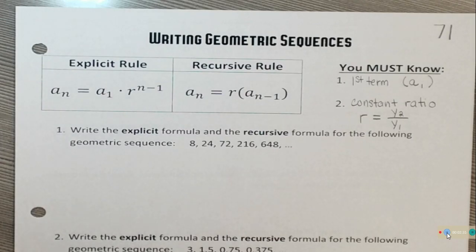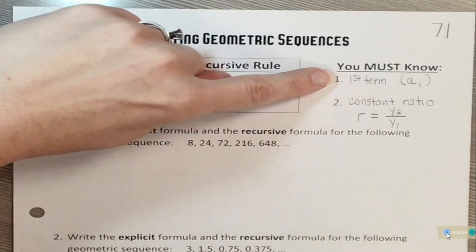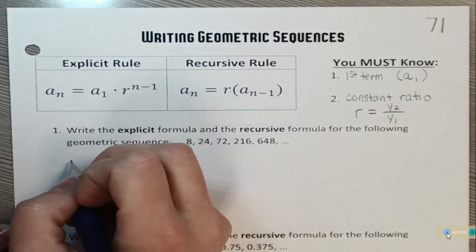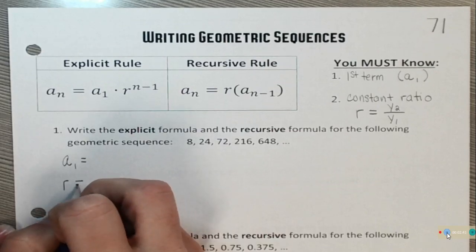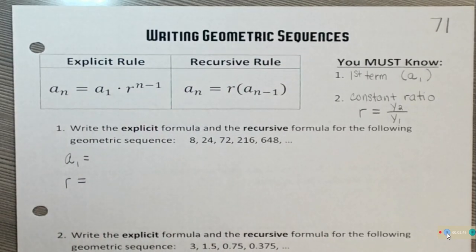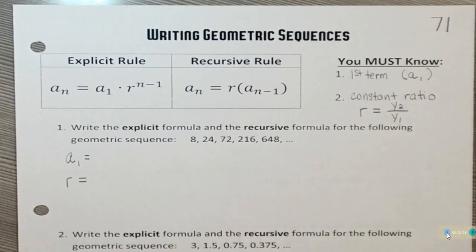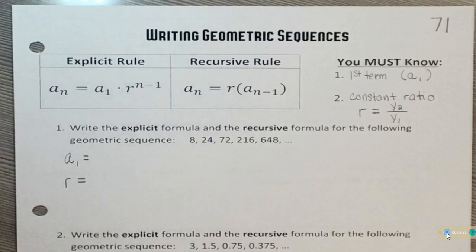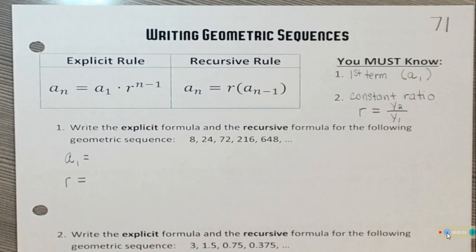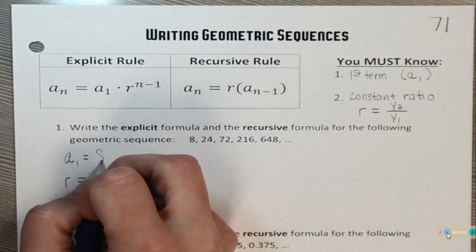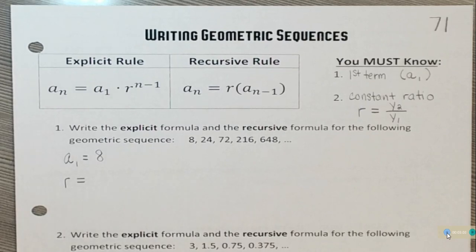I told you no matter what you're doing, you need two things. What two things do you need to know? First term, constant ratio. So I'm going to make myself a note. I got to know a sub 1 and I got to know r, the first term and the constant ratio. Now, I'm not being a smarty pants. You're not being a smarty pants. But if somebody says, how do I find the first term? Where are you going to find the first term? The literal first number. So first number is 8. That's my first term. That's why it's called the first term.